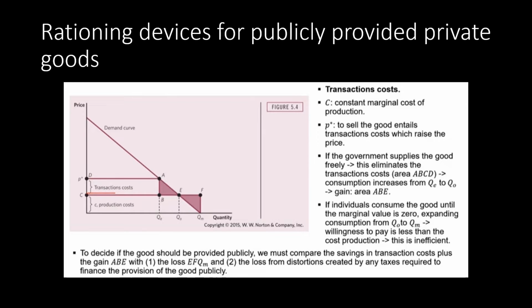Then if individuals consume the good until the marginal value is zero, expanding consumption from Q0 to QM, willingness to pay at this point is less than the cost of production. This is inefficient. Then to decide if the good should be provided publicly, we must compare the savings in transaction cost plus the gain, which is ABE, and the loss, which is EFQM, and the loss from distortions created by any taxes required to finance the provision of the good publicly.